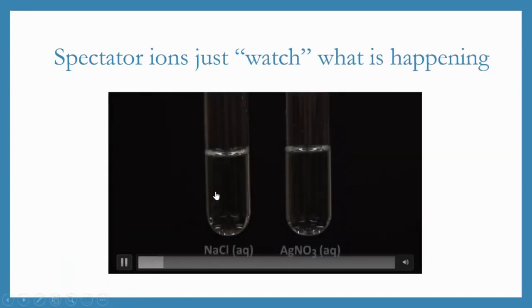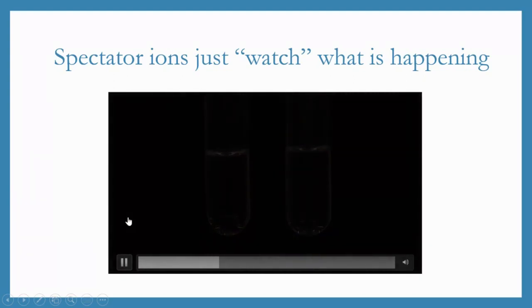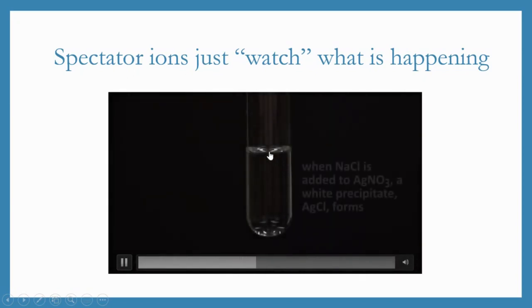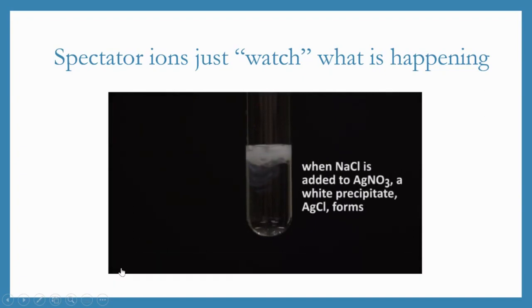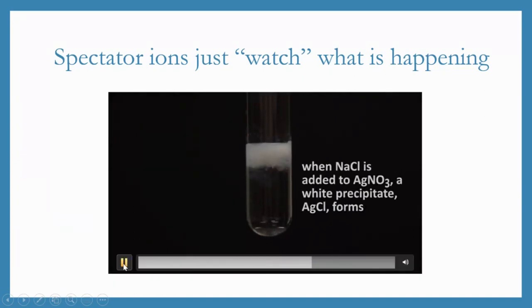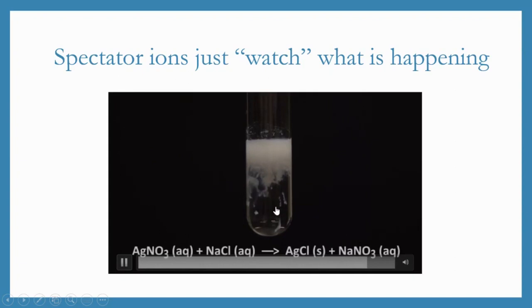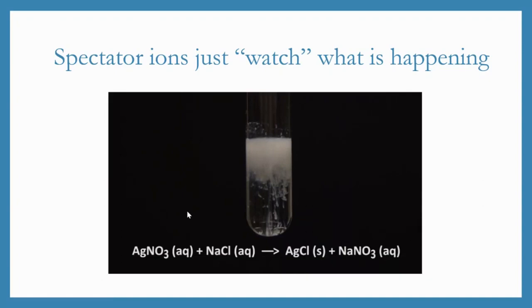So you see here there's two solutions, sodium chloride aqueous, so completely dissolved, and silver nitrate aqueous, completely dissolved. When you mix this one clear solution with another one, here come the drops of the other clear solution, you see that solid forming. So that's the silver chloride forming, but the sodium nitrate is still dissolved in water. That's still completely dissolved. So we call those spectator ions.